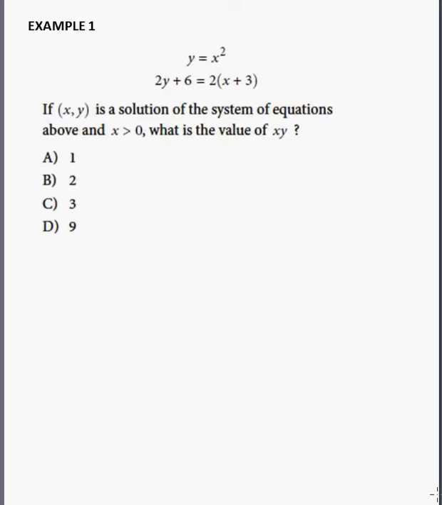Generally, they will give you one. The nonlinear one mostly will be a quadratic equation. So you need to understand how to solve quadratic equations very well. So let's take a look at this example.